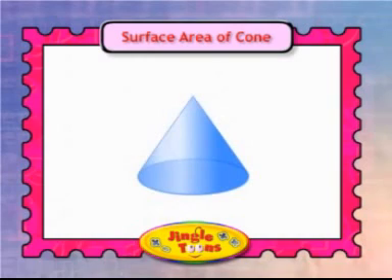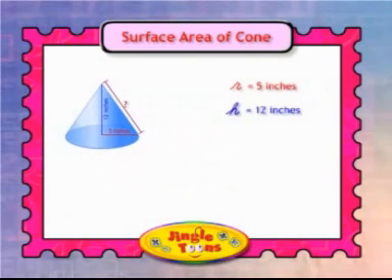If you have a cone with the base radius of 5 inches, height of 12 inches, here is what you will do. First, you will calculate the slanted side length of the cone using the Pythagoras theorem, which is S = root(r² + h²). So, S = root(5² + 12²). Thus, S = root(25 + 144). Therefore, S = root 169. S = 13 inches.